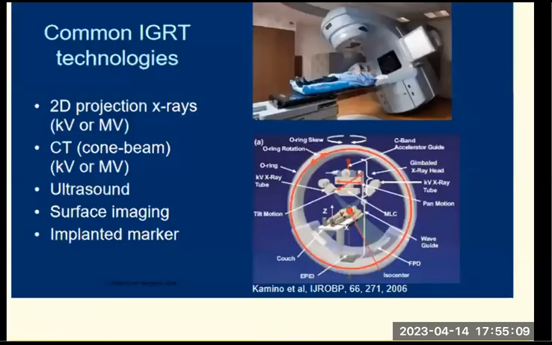The common IGRT technologies. You can see the machine drawn here. The gantry will be moving around the patient, and this is the O-ring rotation. The patient will be at the center. We have different types. The first one is 2D projection X-ray. The next one is the CT scan. The third one is ultrasound, the fourth one is surface imaging, and the fifth one is the implanted marker.